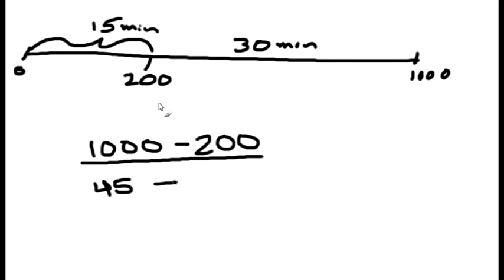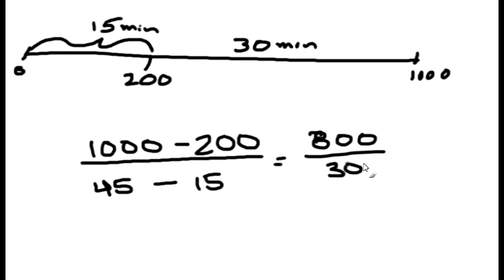And then you're going to subtract the initial time, which was 15 minutes. So you have 800 over 30. So you have 80 thirds meters per minute. And I know that's not the cleanest number, but I was just making it up on the fly just to give you a quick example of how else rate of change could be applied to this. So I think I've sufficiently gone over that.